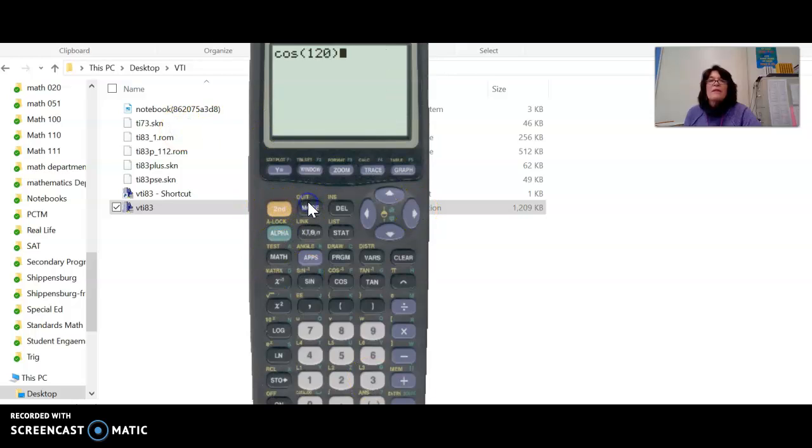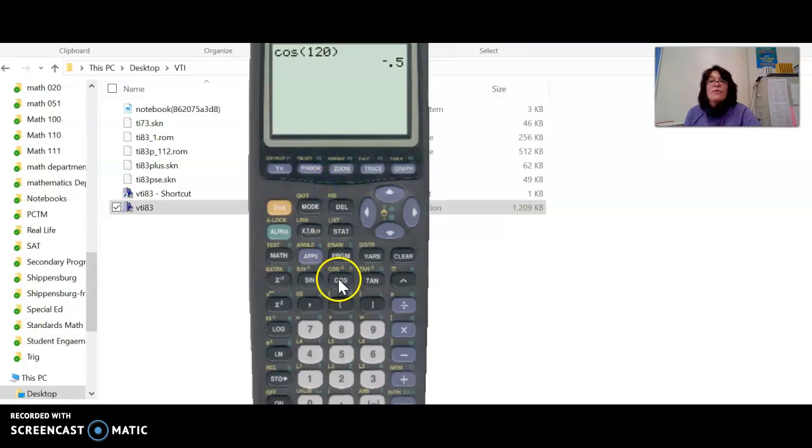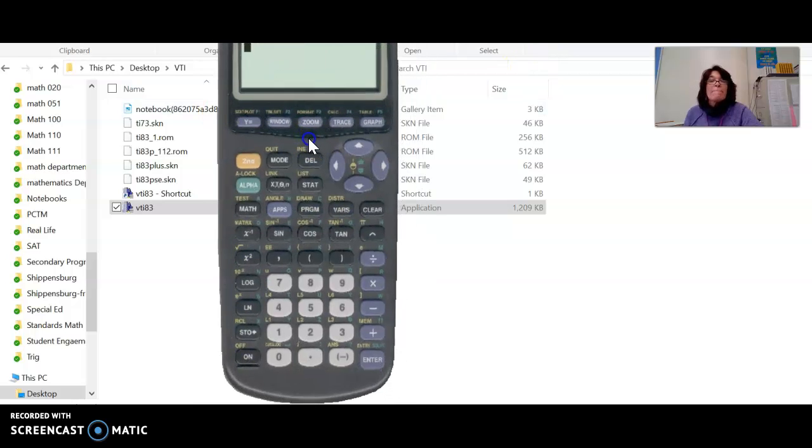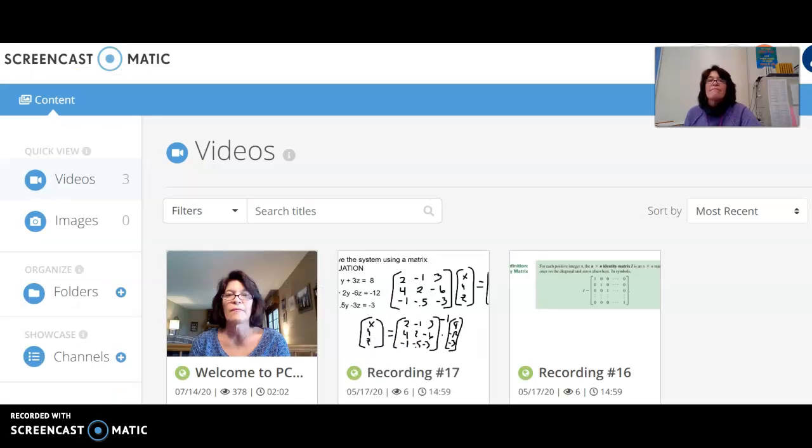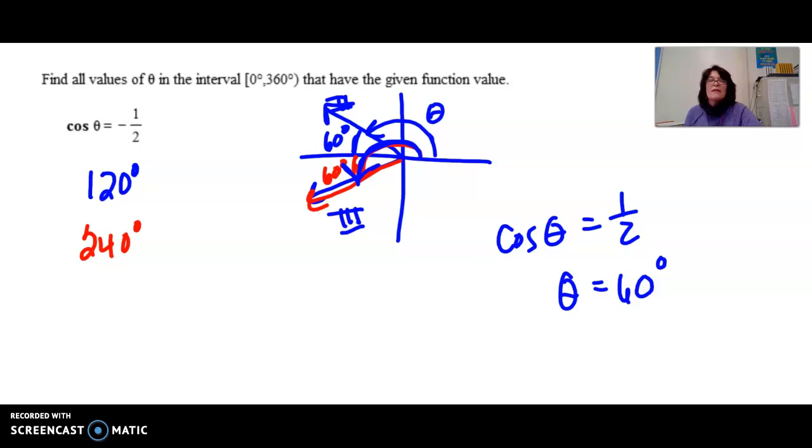Okay, so the cosine of 120, yeah, it's -1/2. I also think the cosine of 240 is -1/2. Let's see if it is. Cosine of 240, -1/2. Okay? So we were correct. All right. So the answers are 120 and 240. Oops, sorry. All right.